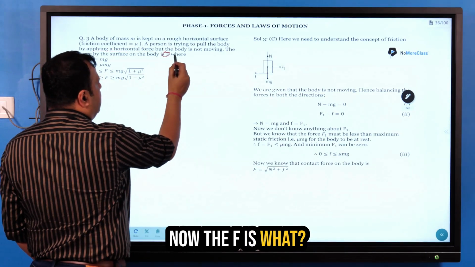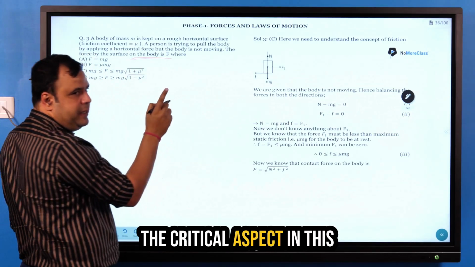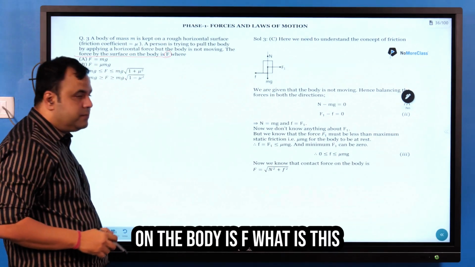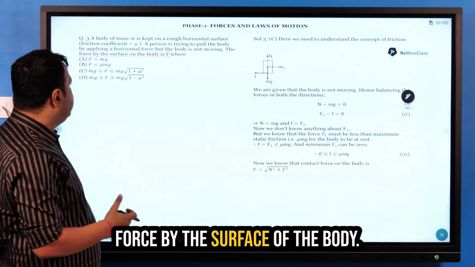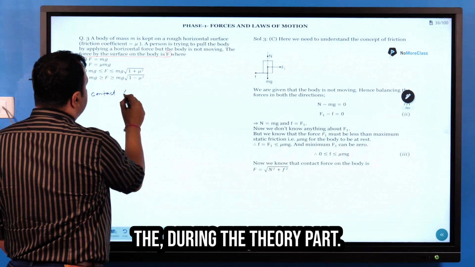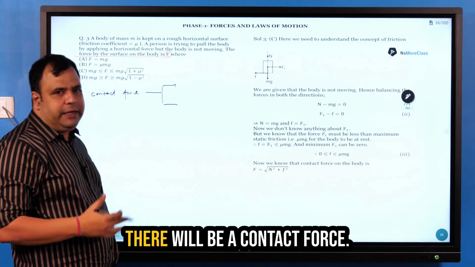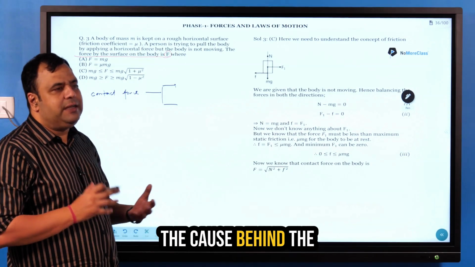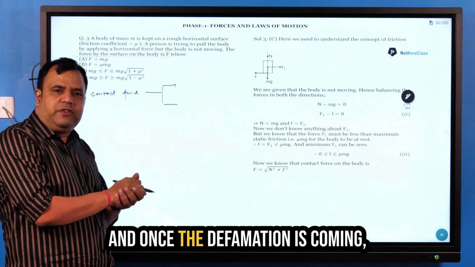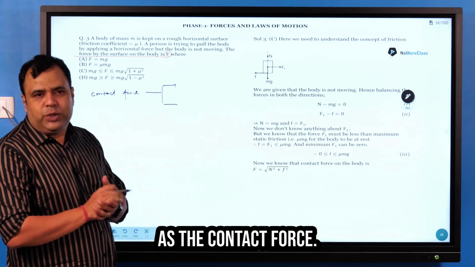Now, what is F? F is the force by the surface on the body. The critical aspect in this question is that the force by the surface on the body is F. What is this force? That force is known as contact force. We have discussed that in the theory part. Whenever there is a contact, there will be a contact force. The cause behind the contact force is deformation. With contact comes deformation, and once deformation comes, a restoring force arises. That force is known as the contact force.